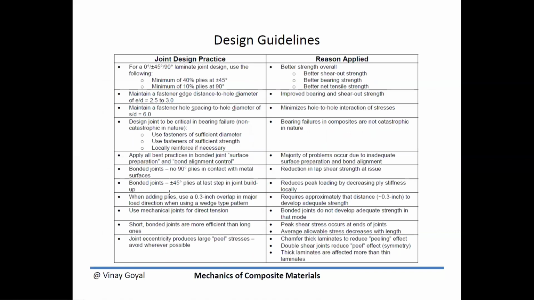Joint design practices in general. So these are basically looking at joints. I did not discuss this earlier, but I want to bring that to light. For a 0, plus minus 45, 90-degree laminate joint, using a minimum 40% plies at plus minus 45 and a minimum 10% plies at 90 degrees is a good idea. It provides overall good strength of the joint by providing good shear out strength, bearing strength, and net tensile strength capabilities.